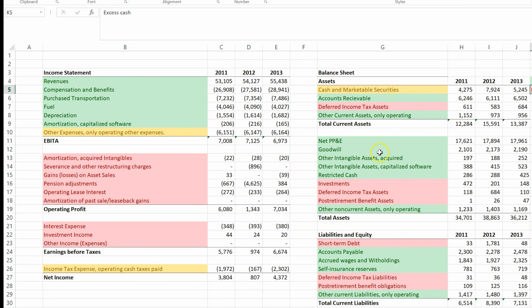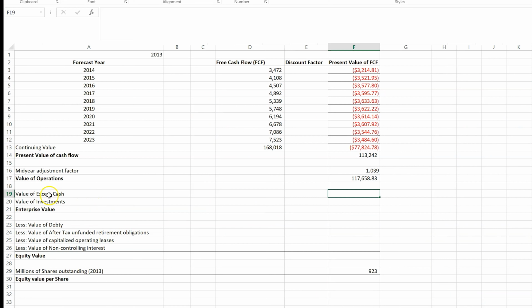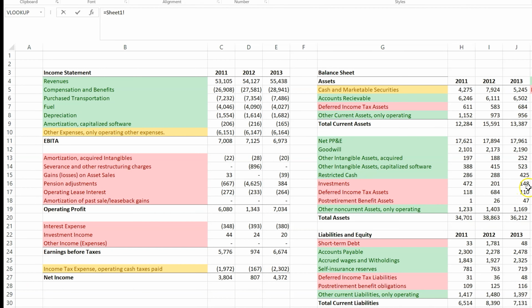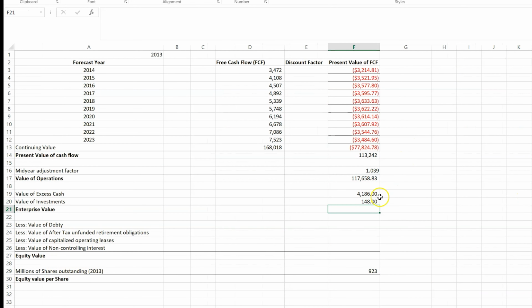We are still going to ignore income taxes for now. We will talk about them later, and it will be investments, right? The rest of them are financing or income tax assets that we will talk about later. So we need to add the value of excess cash and the value of the firm's investments. Okay, so excess cash, again, we'll talk about how to calculate what is excess and what is operating cash in a later chapter. The value of the firm's investments is taken straight from the balance sheet here, 148 in 2013. Enterprise value is then the sum of these three items, right? And that's the enterprise value of the firm.